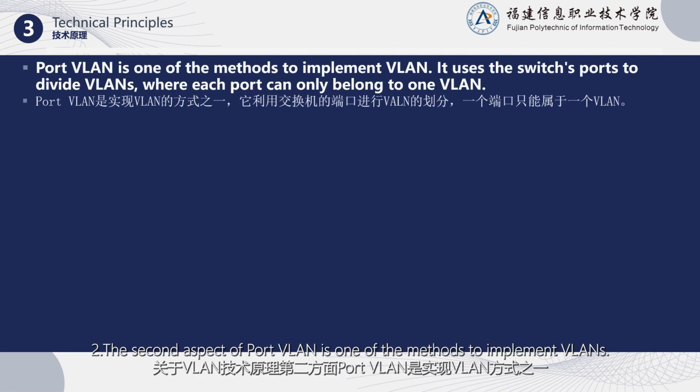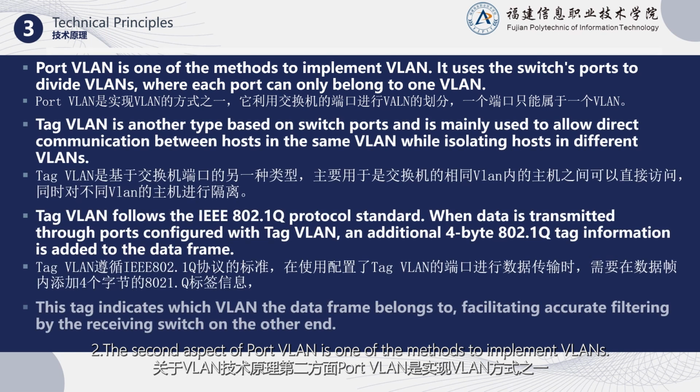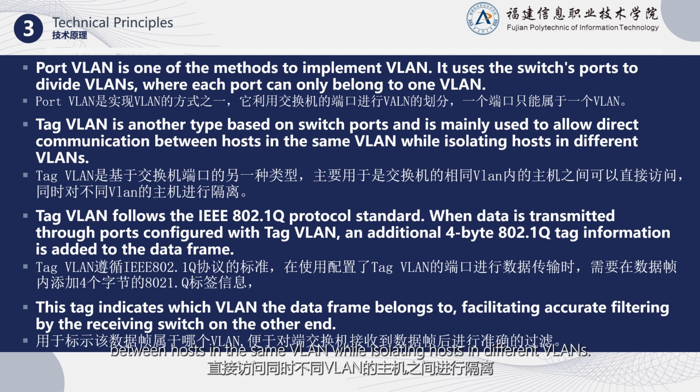2. The second aspect, port VLAN, is one of the methods to implement VLANs. It uses switch ports to divide VLANs, where each port can only belong to one VLAN. 3. The third aspect is tagged VLAN, which is another type based on switch ports. It is mainly used to enable direct communication between hosts in the same VLAN while isolating hosts in different VLANs.